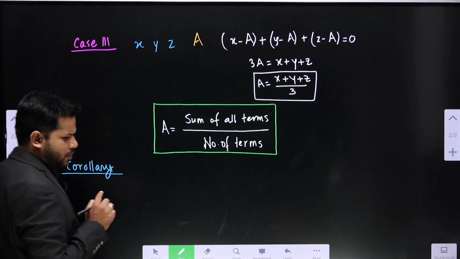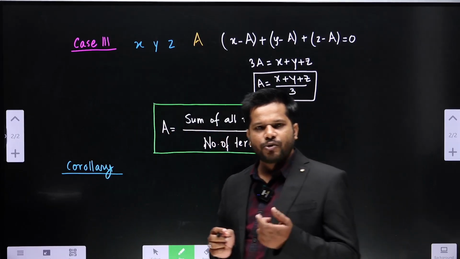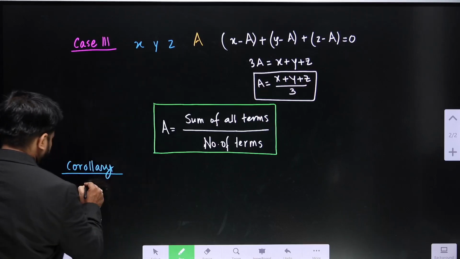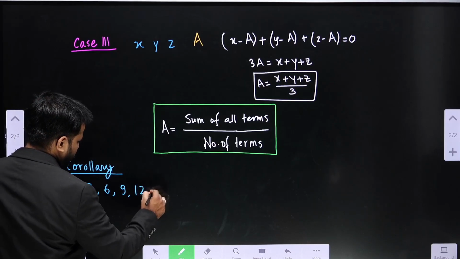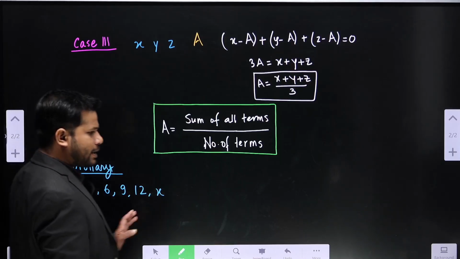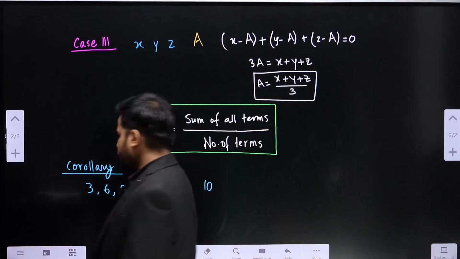At times, a question will be given to you like a term is missing. Missing in the sense it will be given as a variable. Like 3, 6, 9, 12 and x. And it will tell that its average is, suppose, 10. What is given to you?